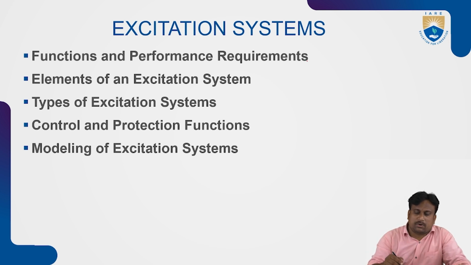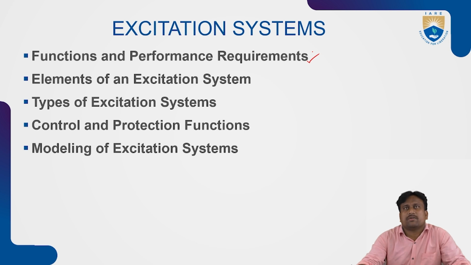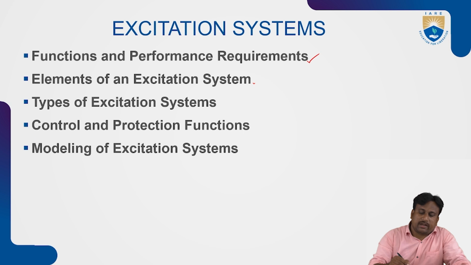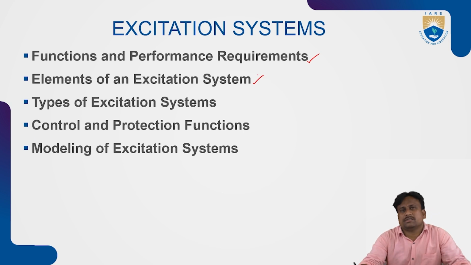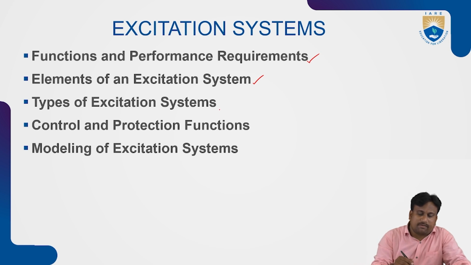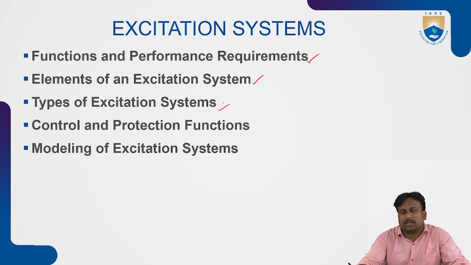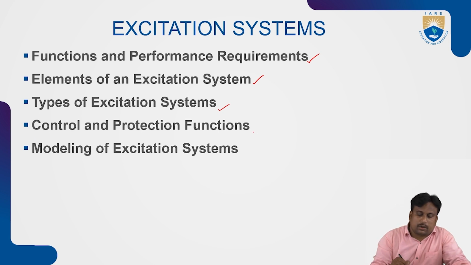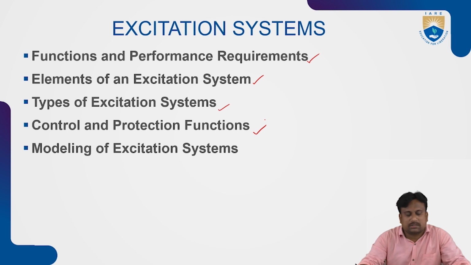That is, one is about functions and performance requirements of the excitation systems. Second one is elements of an excitation system: what are the various blocks and what are the various components that should be included in an excitation system, that we will discuss. After that, types of excitation system, that means classification of excitation systems. Control and protection functions of the excitation systems. Modeling of the excitation systems.